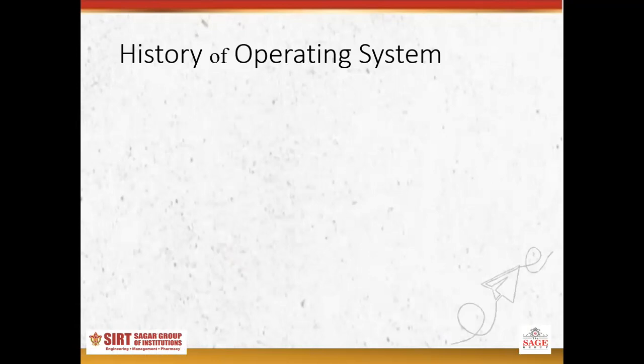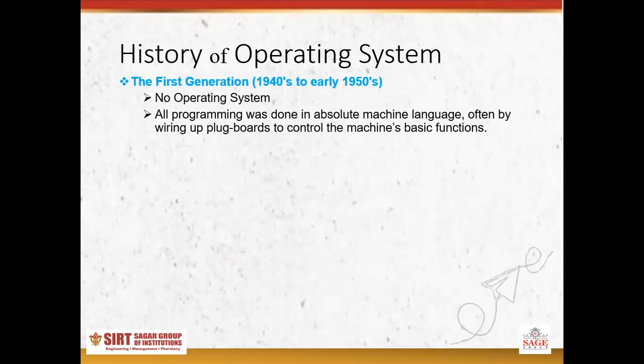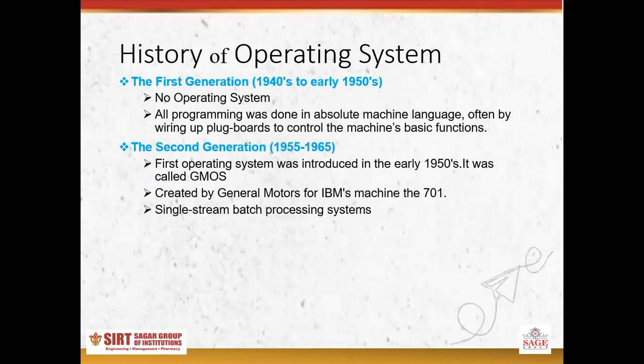Now we are switching to the history of operating systems. The first generation, in the 1940s to early 1950s, had no operating system. All programs were done in absolute machine language, often by wiring a plug board to control the basic functions of the machine. The second generation comes from 1955 to 1965. The first operating system was introduced in the early 1950s. It was called GMOS, created by General Motors for the IBM 701 machine. It was a single stream batch processing system, which we have all learned about.